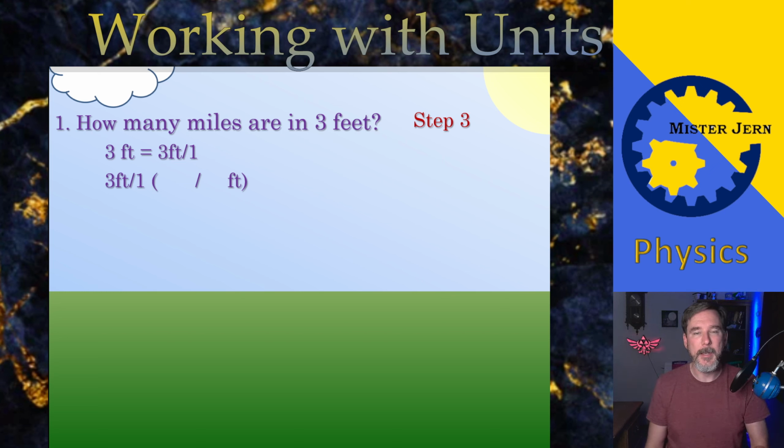Step 3, now we're getting into something to talk about here. Let me use the laser pointer. 3 feet. Feet is on top of this fraction, and we want to eliminate that. So I'm going to put feet at the bottom of this new fraction. If feet are on the top of this fraction and on the bottom of this fraction, they're going to cancel each other out. Now, you'll notice I'm not putting any numbers yet. Don't put numbers in until the end.